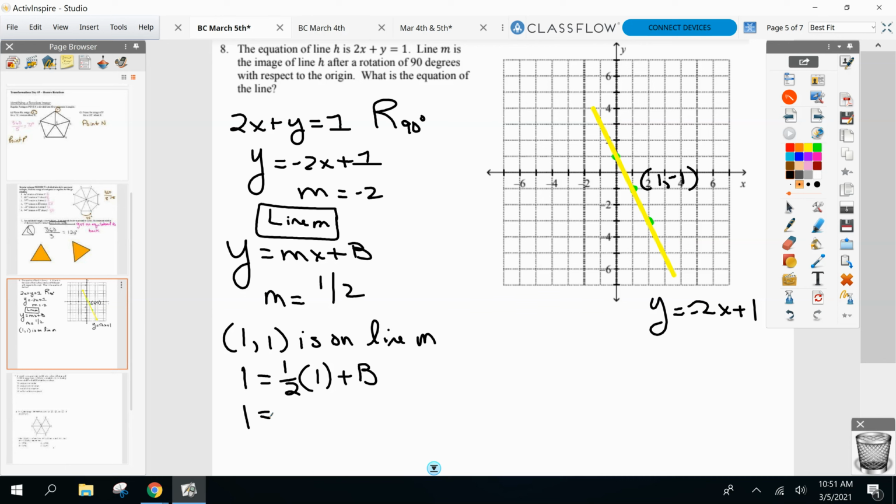So let's finish this up. 1 equals 1/2 plus b. It shouldn't matter what line you got, what point you guys use. All of our y-intercepts should be the same. What are you getting for the y-intercept here? 1/2. Yep. It doesn't matter which point you use. Should have got 1/2.